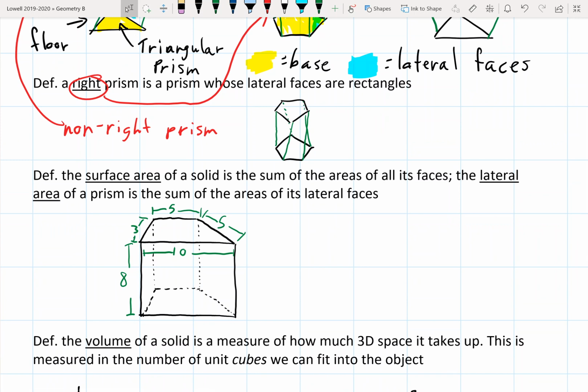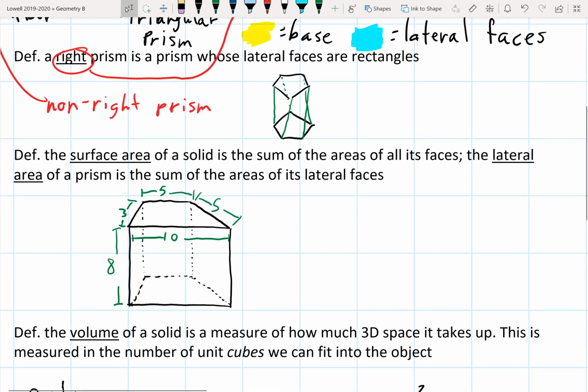The surface area is literally what it sounds like, so it's the area over the entire surface. We already know how to calculate area, so I'm not going to talk too much about it here. But we have a special name for the lateral area, which is just the total area of its lateral faces. You can think of it as the entire surface area minus the area of the bases.